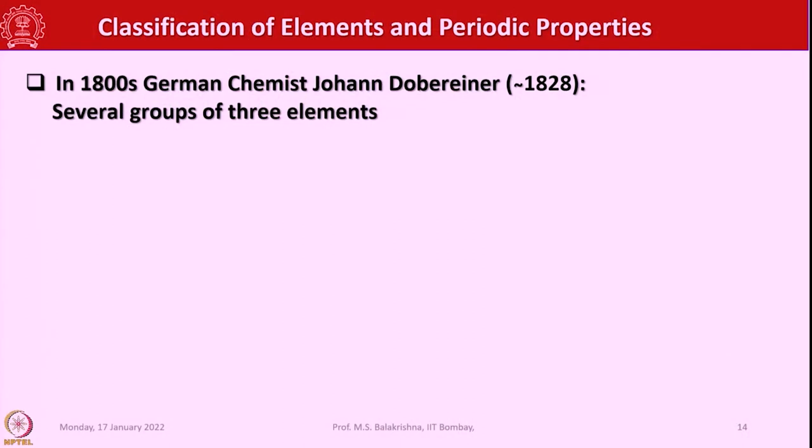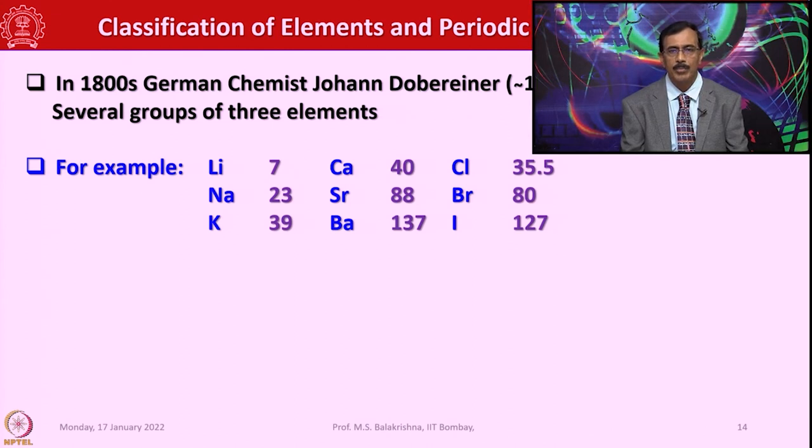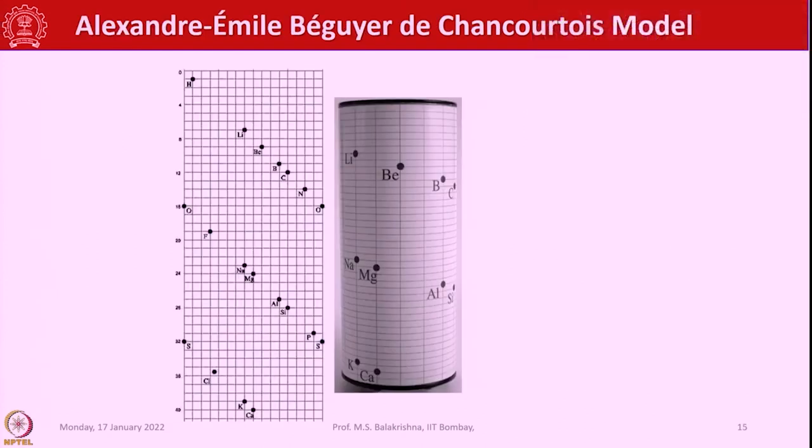Before the modern periodic table came into the picture, in 1800, a German chemist called Johann Döbereiner arranged several groups of three elements in this fashion. For example, you can see lithium, sodium, potassium, and calcium, strontium, barium, and chlorine, bromine and iodine, and he called them a triad of elements. French geologist A.E.B. de Chancourtois in 1862 arranged known elements in the order of increasing atomic weight and made a cylindrical table of elements to display their known properties. I have shown Chancourtois's model here.